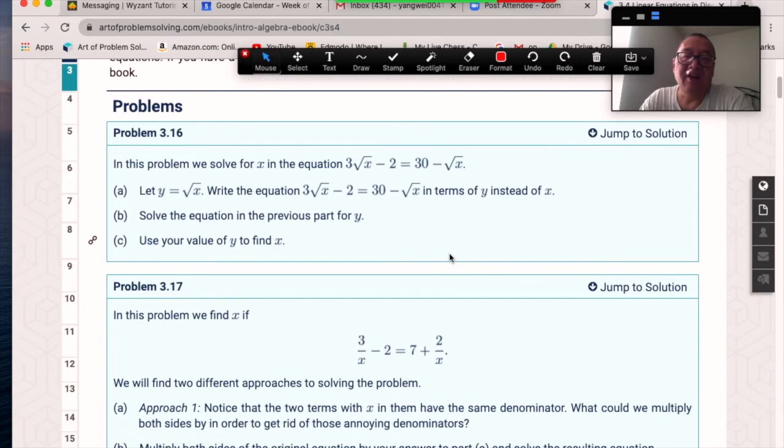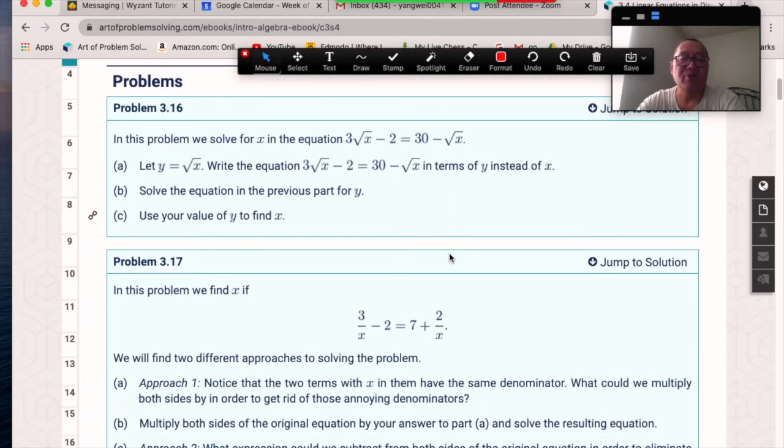Okay, now let's see this example, problem 3.16. In this problem, we solve for x in the equation 3 root x minus 2 equals 30 minus root x. See here, this is not a linear equation. You know, for a linear equation, the power of x should be 1.